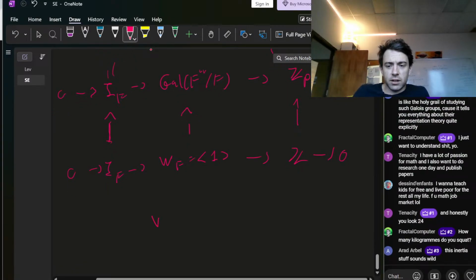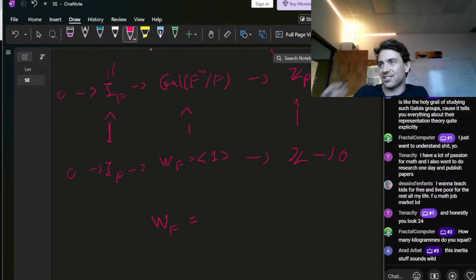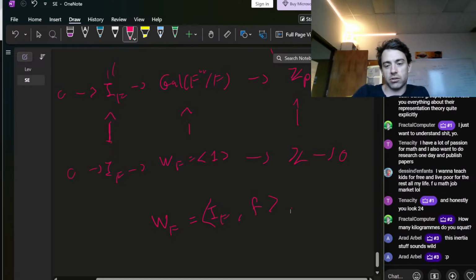And then Arad, I don't know if that's an intentional pun. I suspect it is. This inertia stuff sounds wild, because there's tamely ramified, wild ramification that all has to do with the inertia group. But so basically the Weil group is generated by this inertia group and this Frobenius element.